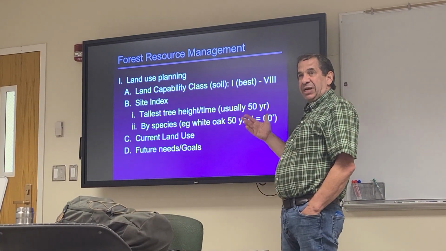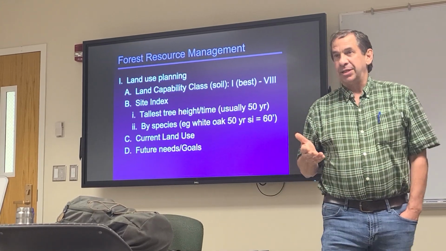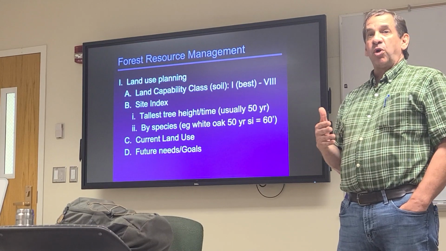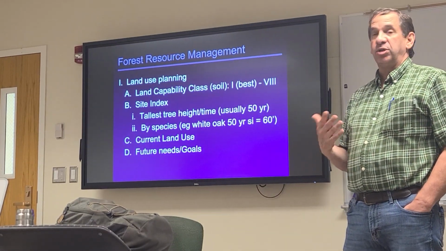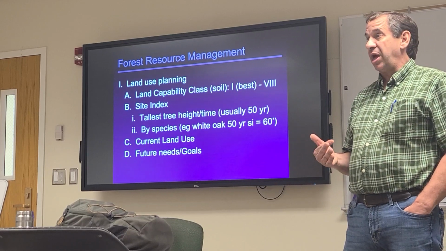Class 5, 6, 7, and 8 gets worse and worse and worse, and by the time you get to capability class 8, it's soil that's so poor and so eroded and degraded that it's difficult to get anything to grow on it at all, and you're just trying to restore a site.